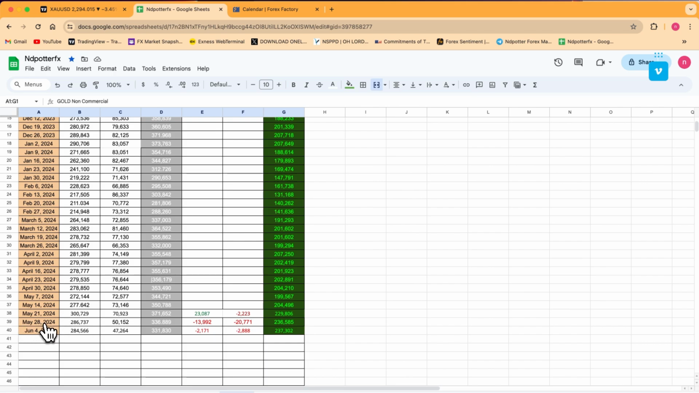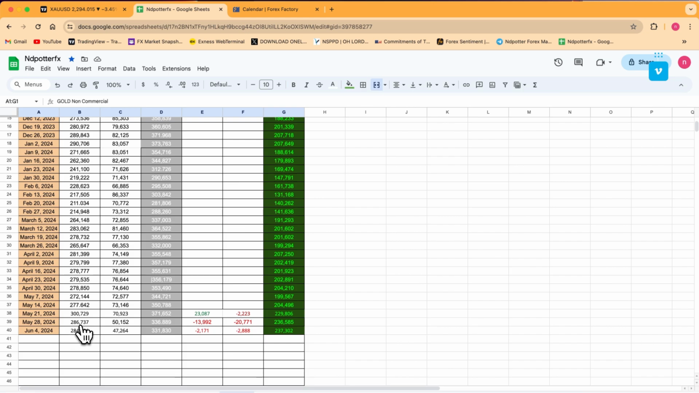On May 28th, they reduced it from 300,000 to 286,000. On June 4th, they reduced it to 284,000. So what are you seeing here? From increasing their long, going aggressively, to reducing it and taking profit. You see, they are taking profit on their longs here.